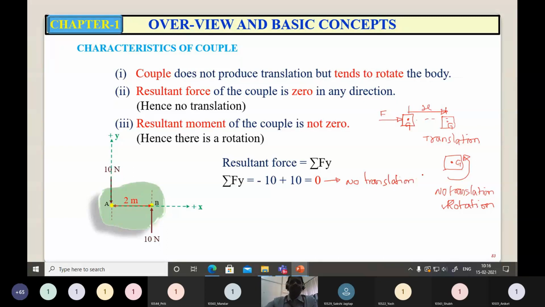Is it clear? Now, let us find out the moment of these two forces. So, the resultant moment.